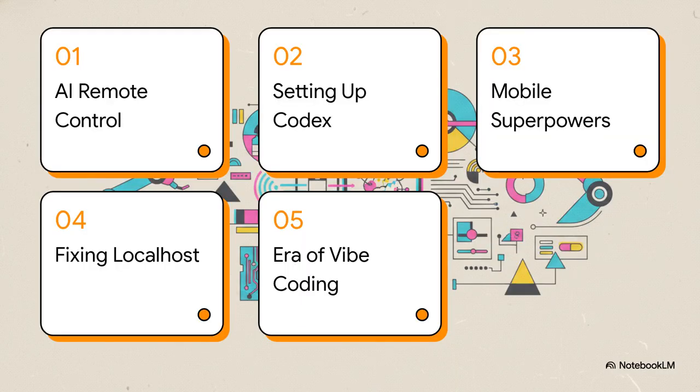So here's our roadmap for today. First, the AI remote control. Then, setting up Codex Mobile. After that, superpowers in your pocket. Fixing the localhost problem. And finally, the era of vibe coding. Okay, let's jump right in.